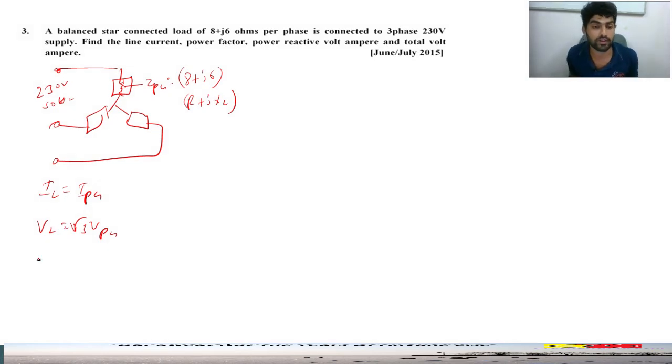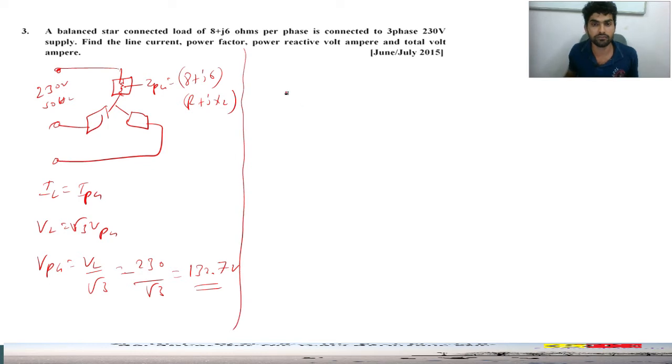Okay, so I'll be calculating phase voltage now. VL by root 3, that is 230 divided by root 3, you will get 132.7 volts. Okay, now I need to calculate line current. IL is equal to I phase is equal to V phase by Z phase. Z phase we don't know. I'll be calculating Z phase now.